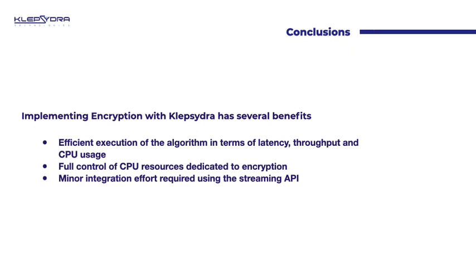So, in conclusion, implementing encryption with Klepsydra has a lot of benefits. First, high efficiency in the execution of the algorithm. So the latency can be low, throughput can be high, the CPU usage is also low. Secondly, full control of the CPU resources dedicated to encryption. So you don't need to just launch the encryption and use all the resources of the computer, maxing it out, but you decide which resources to use. And finally, with our streaming API, the migration or the integration of existing algorithms is quite low, so it can be achieved in a relatively short time.